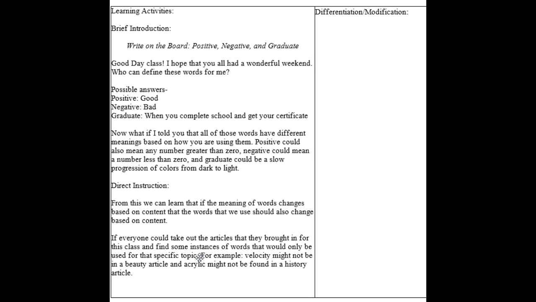Here's the next problem. How are the kids supposed to know what's the criteria that you want to establish for them for knowing whether a word belongs to a specific topic, in other words, whether it's jargon or not? You give the example that velocity might not be in a beauty article and acrylic might not be found in a history article. You're assuming that the kids know what the words velocity and acrylic are, and you also assume that they know why velocity belongs in a history article, which I would have thought is more of a science word, and what acrylic is and why it wouldn't be in a history article, right? All you do is give them an example and then send them off to do an activity.